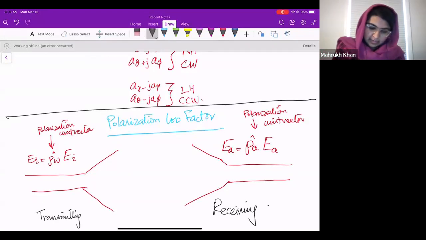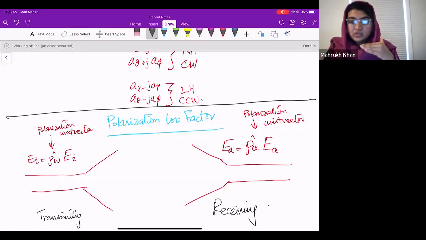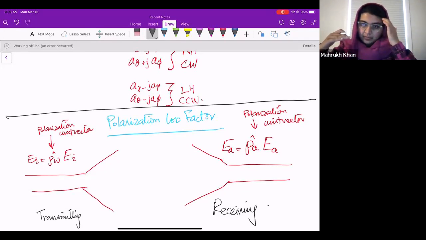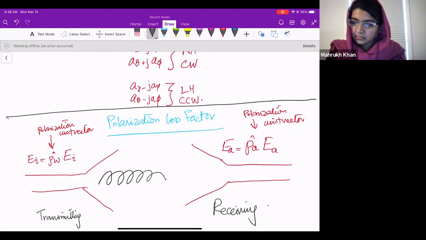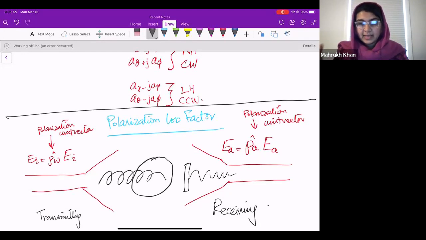So what the polarization loss is: if your incoming wave's polarization is not exactly the same as your receiving antenna's polarization, then there is some mismatch between them, and that can cause a loss in the signal. Say this was a circularly polarized wave, but here this is a linearly polarized antenna that can only receive vertically polarized waves. So this wave will lose the horizontally polarized signal, and only the vertical will go in. So there is a loss at the receiving end of the signal.